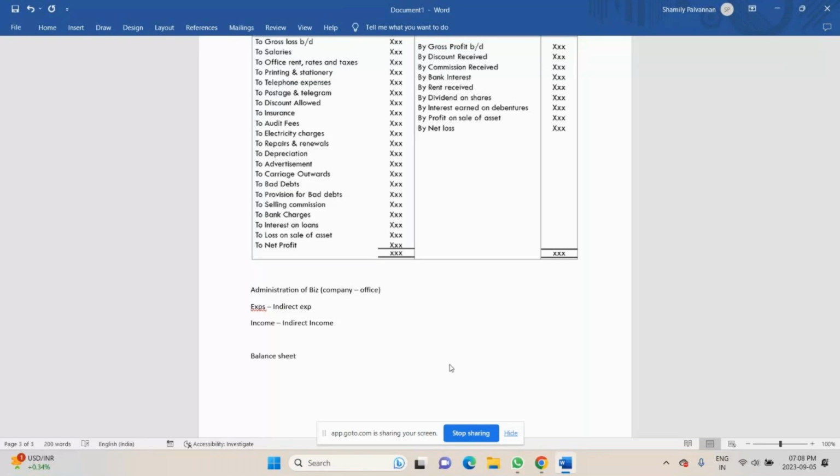The balance sheet. This balance sheet which we are going to prepare here will have two components: assets and then liabilities. Assets and then liabilities. So assets can be, can someone say what are the assets you will be showing on the balance sheet?